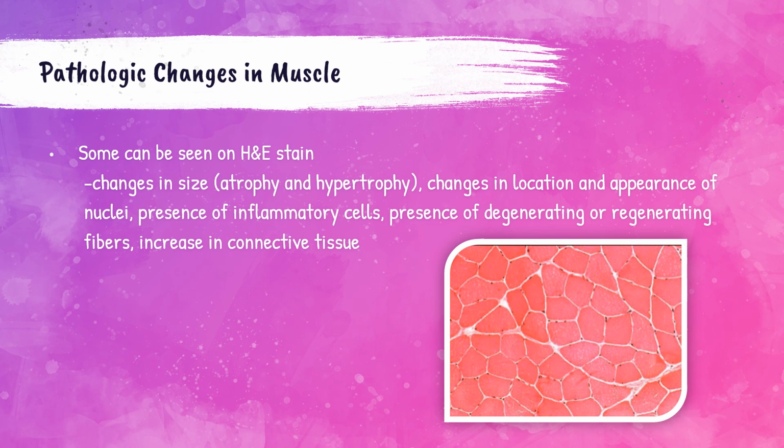There can be inflammatory cells present or the presence of degenerating or regenerating muscle fibers. There can also be an increase in connective tissue. So the photo on the slide here shows a normal skeletal muscle section that is stained with the H&E stain. The fibers are pretty uniform in diameter and have peripherally located nuclei. Minimal freezing artifact can be seen here.